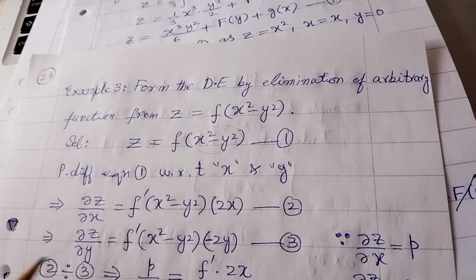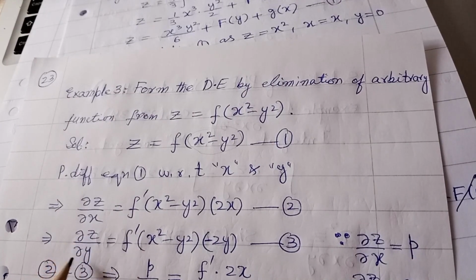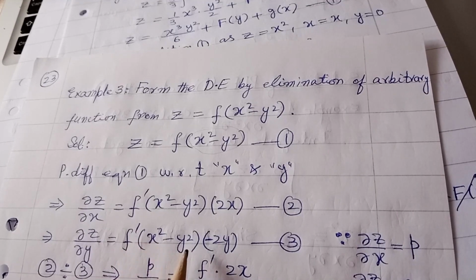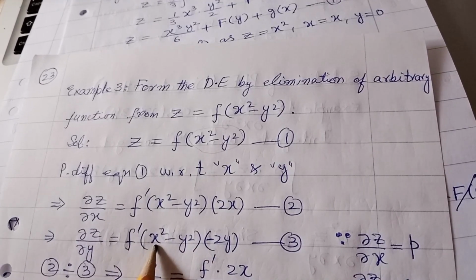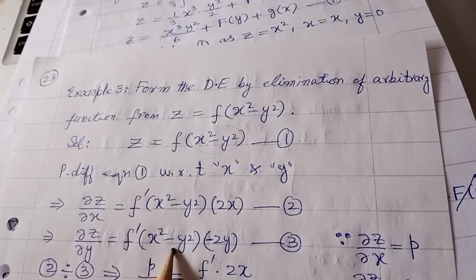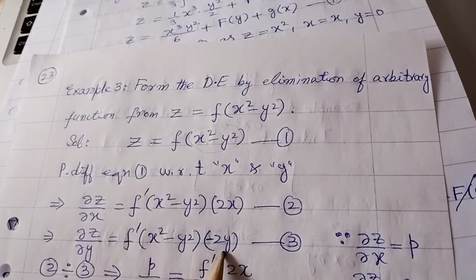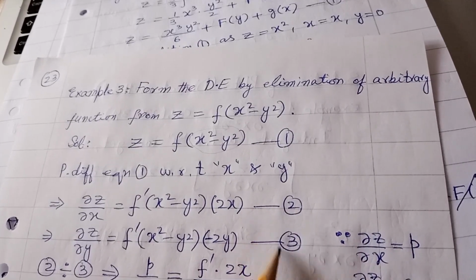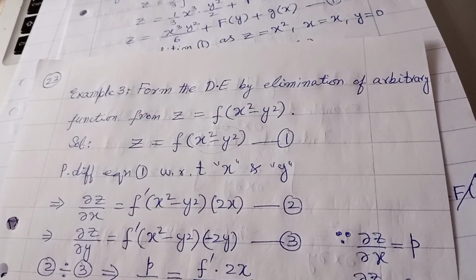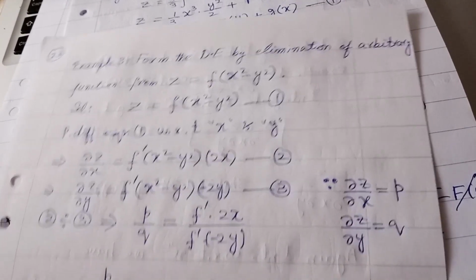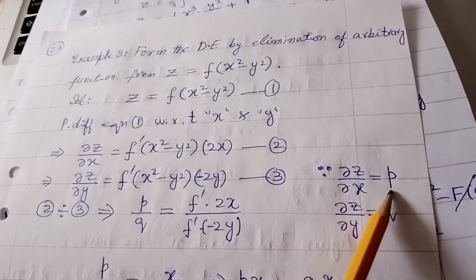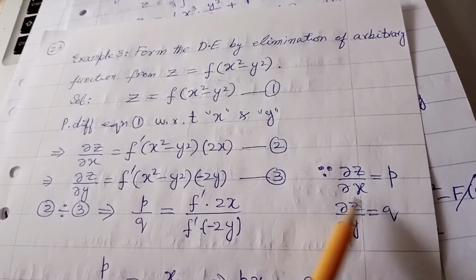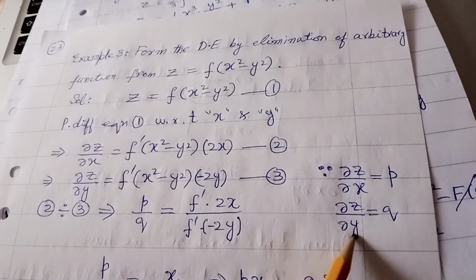Similarly, when we differentiate with respect to y, that would be del z upon del y equal to f prime times the derivative of x square minus y square; the derivative of x square will be 0, and the derivative of minus y square with respect to y is minus 2y. So we have equations 2 and 3 here, and you know the values of del z upon del x and del z upon del y. Del z upon del x is p, and del z upon del y is q.